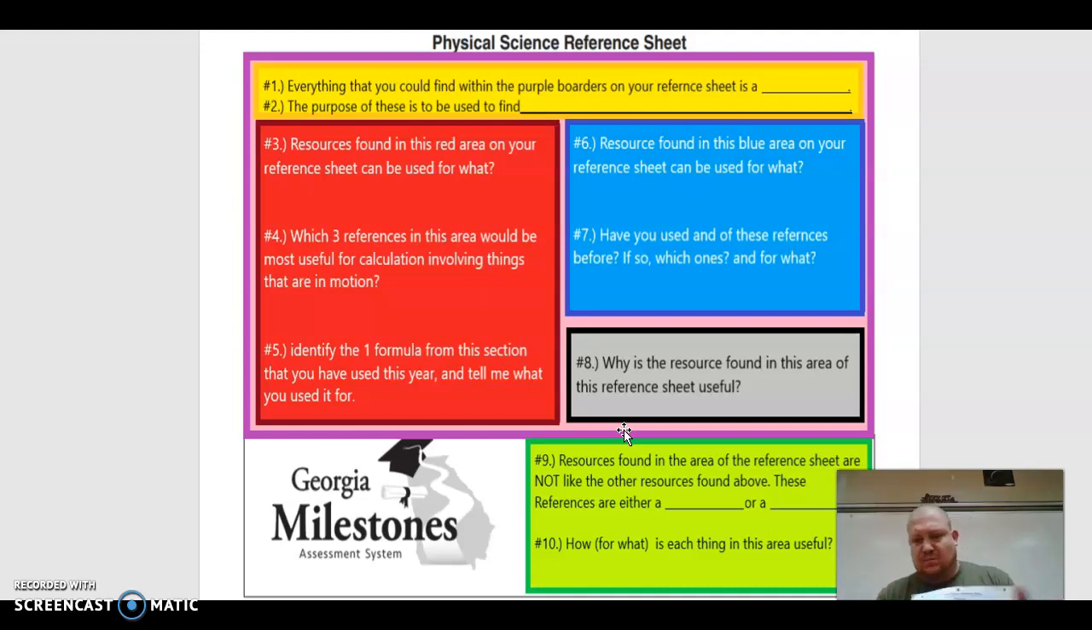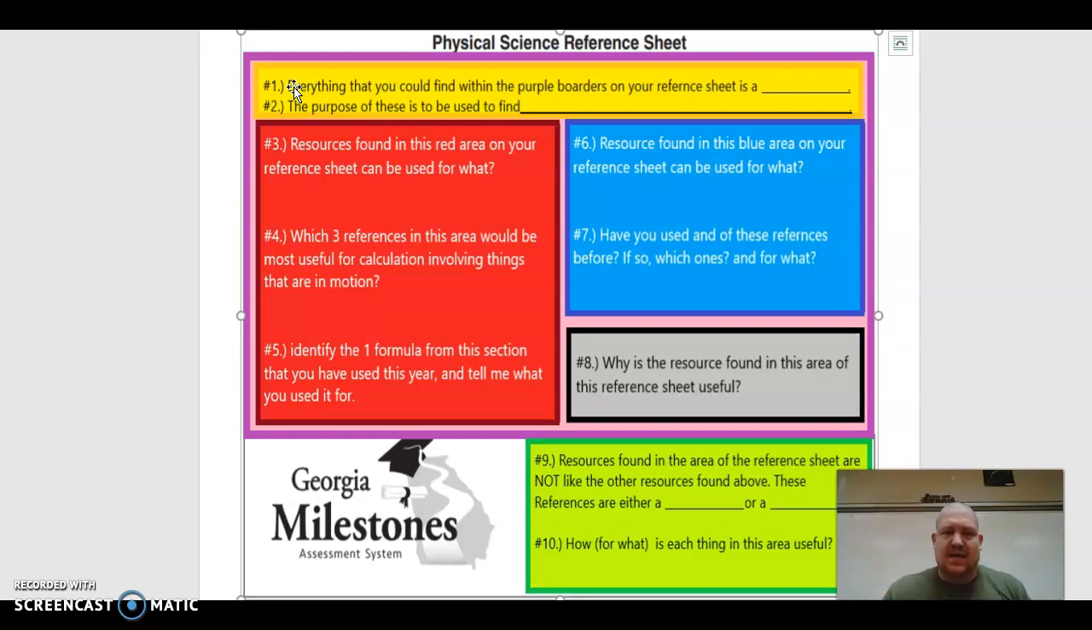So, in the gold box, numbers 1 and 2. Everything in the purple box, everything you could find within that purple box, what is it? Answers are right here on this sheet. It's a one-word answer. And what's the purpose of these things? Why are they useful? What is the point of being able to use them?